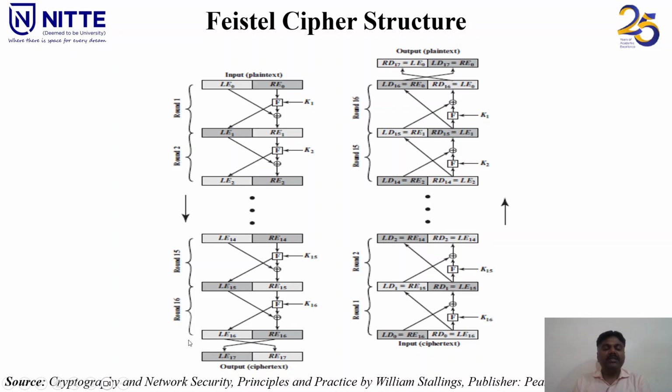After the 16 rounds of operation, we swap the left half and the right half in order to get back our cipher block in the form of 64 bits.